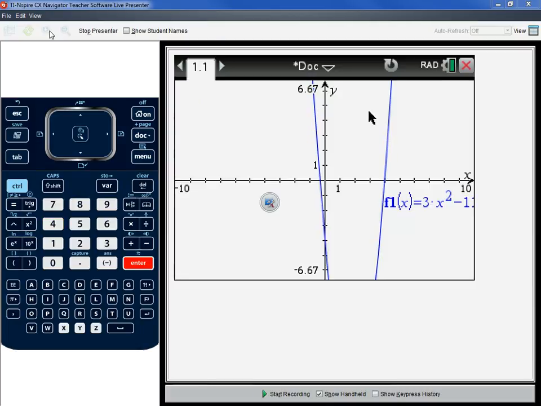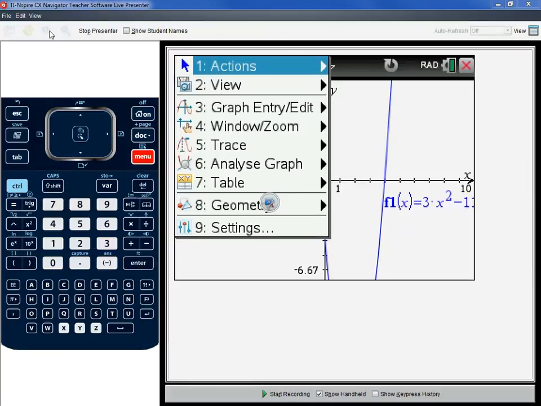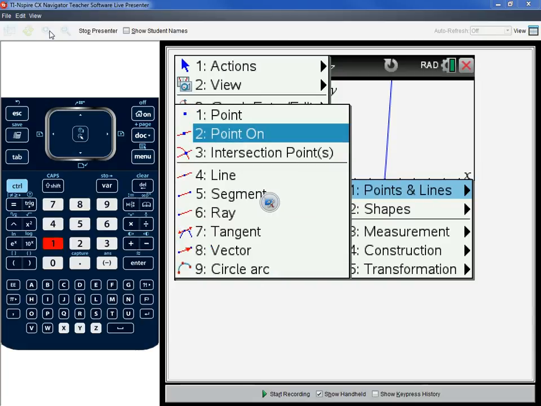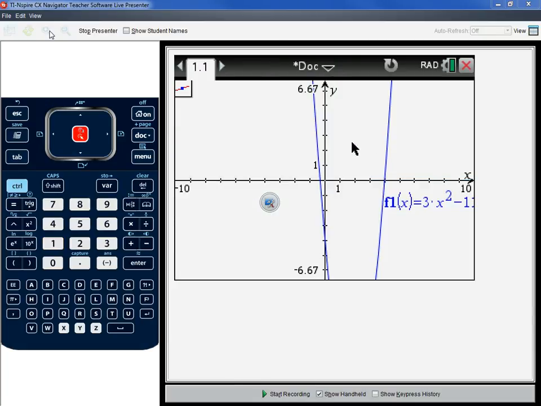And we are given that one of the zeros is located right here at 4. So I'm going to go to Menu, Geometry, Points and Lines, and Point On. I'm going to select this parabola because this parabola is what I want to put a point on. When I select the parabola, it becomes dotted, and we get this little cursor that looks like a pencil, and I can move it wherever I want.